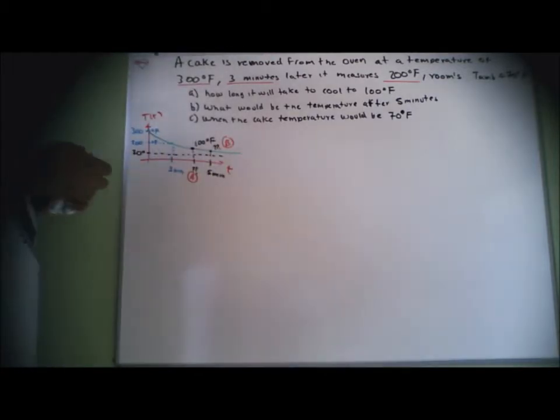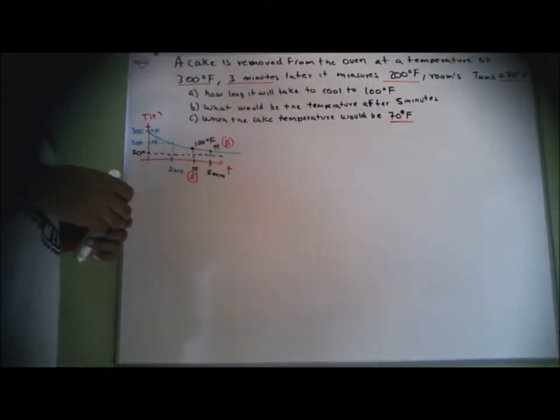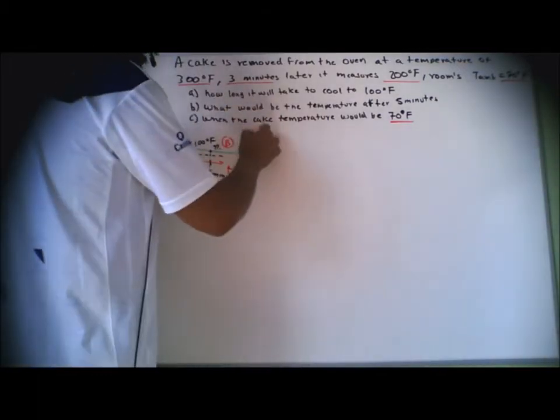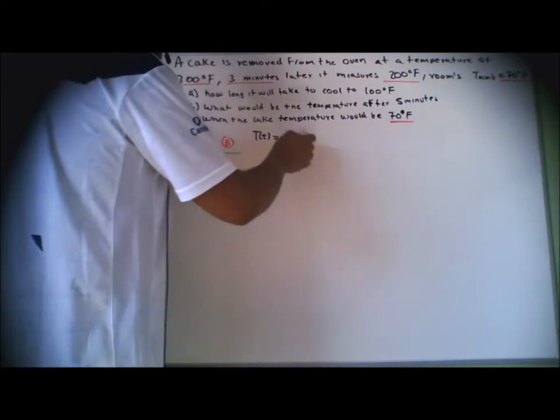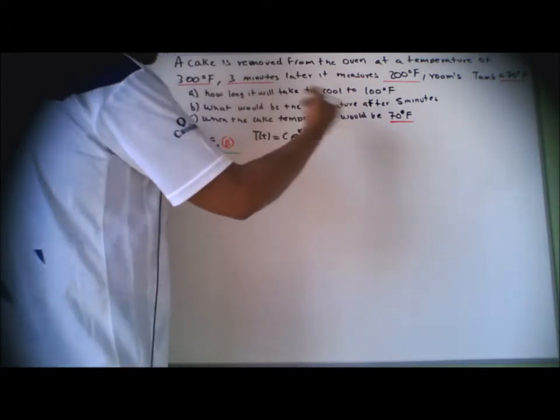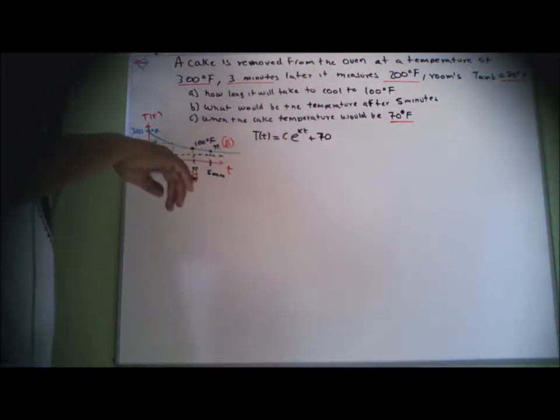Now, inciso C is saying when the cake temperature will be 70 degrees Fahrenheit. Pay attention to this 70 degrees Fahrenheit because that is actually the same as the ambient temperature. I'm going to answer that question later, but let's focus on the model. So the model solution is the temperature as a function of time is equal to C exponential of kt plus the T ambient. I'm going to replace the T ambient, which is 70 degrees Fahrenheit. I'm going to avoid the units.